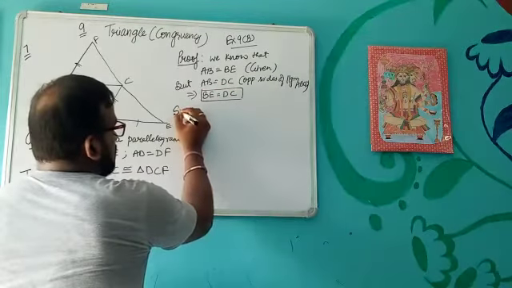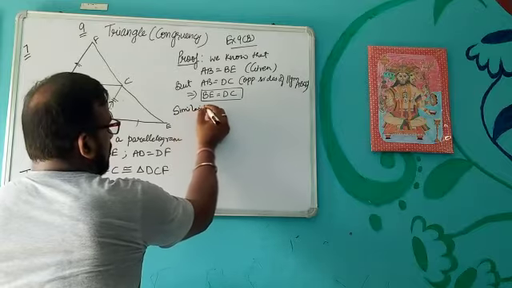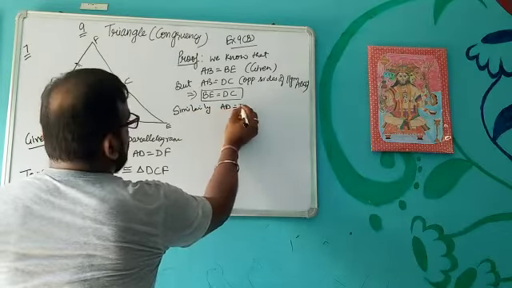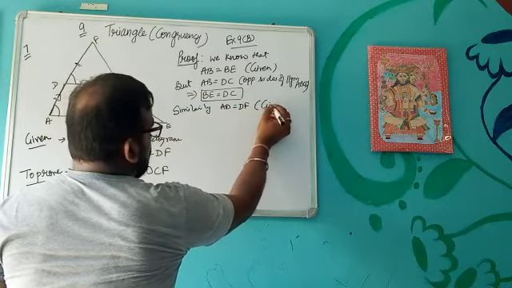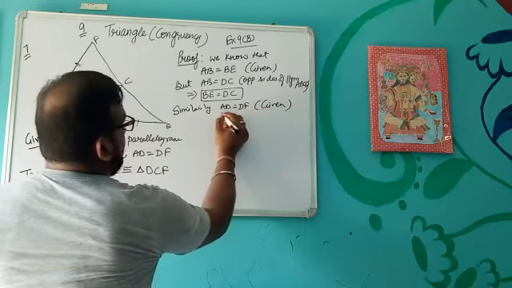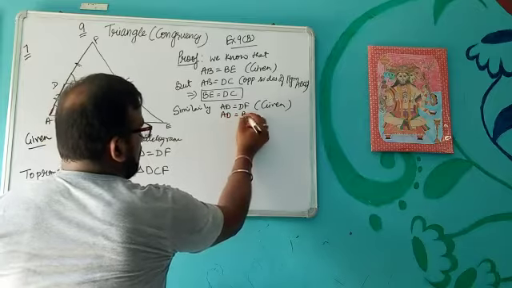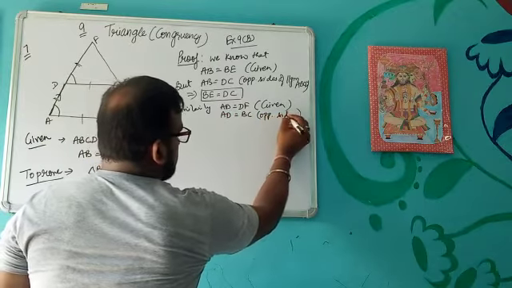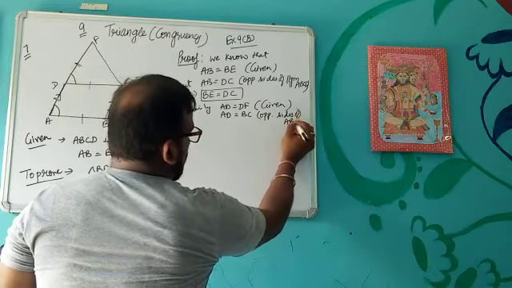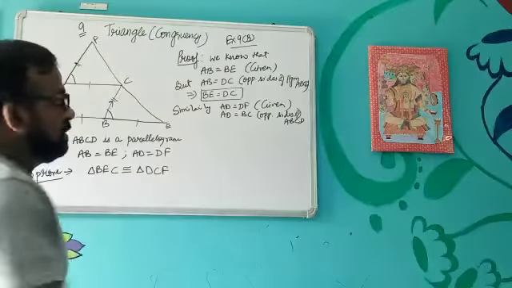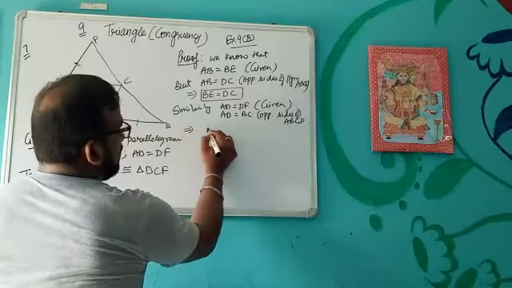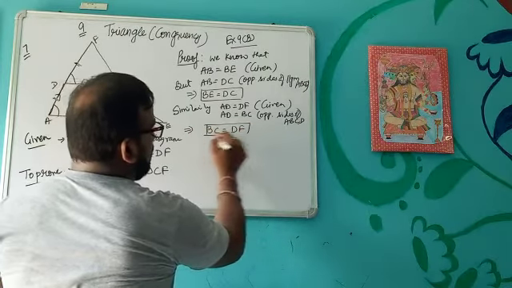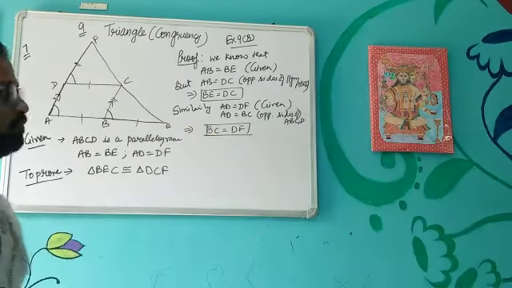Then similarly, we know that AD equal to DF, again it is given, and AD equal to BC, again same reason, opposite sides of ABCD. So again we can say that BC equal to DF. This is the second result that we will use.